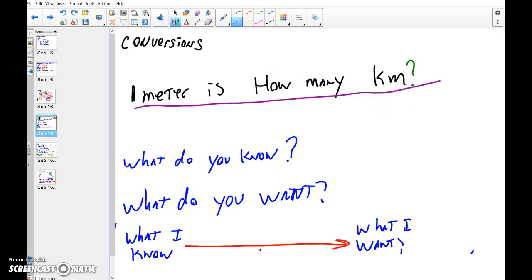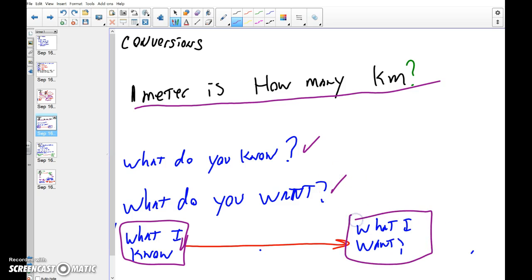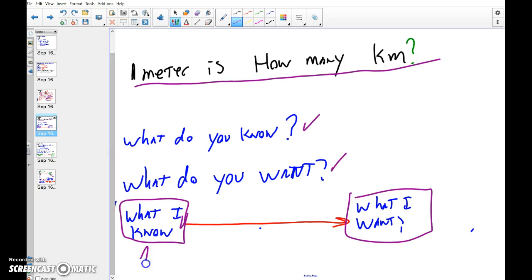Not how many meters are in 1 kilometer. So whenever you have a question like this, or any question, you always want to start with what do you know? Start right here with what do you know? Then you say, what do you want? What do I want? And what I know is that I have 1 meter, and what I want is that I have 1 kilometer. That's always how you start these problems.